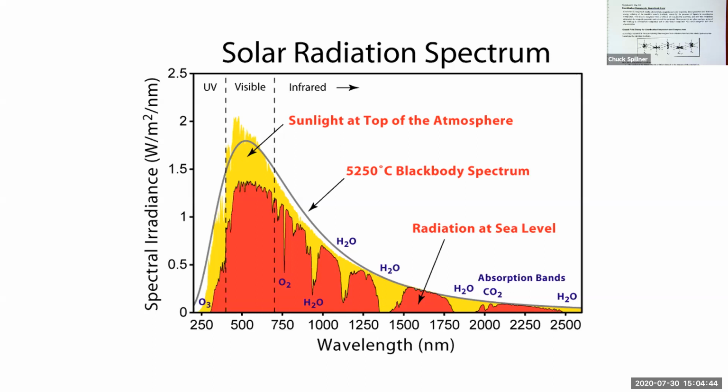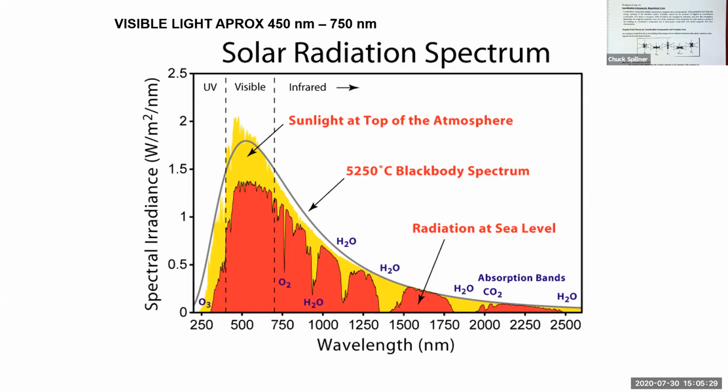And so this basically shows all the wavelengths of light on the bottom. The wavelengths go from short wavelength here, about 250 nanometers, up to long wavelengths of 2500 nanometers. And if you studied light in physics, you know that wavelength is inversely related to energy. So short wavelength light is high energy light, and long wavelength light is low energy light.